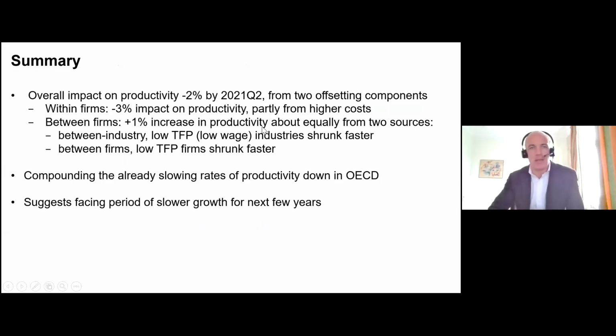So let me summarize. Roughly speaking, again, this is all very much work in progress, but our provisional results suggest that the overall impact will be about -2% on TFP because of this offsetting impact within and between firms effects. That this will compound the already slowing rates of productivity growth in the OECD. And this is before we've built in these extra effects from lower research and development, and also from managerial time. And in the case of the United Kingdom, what we expect to be quite a seriously negative effect from Brexit. And that we therefore face a period of slowing growth for the next few years.